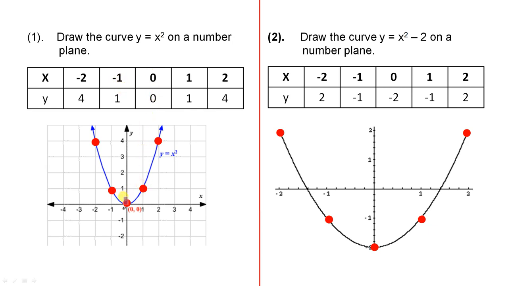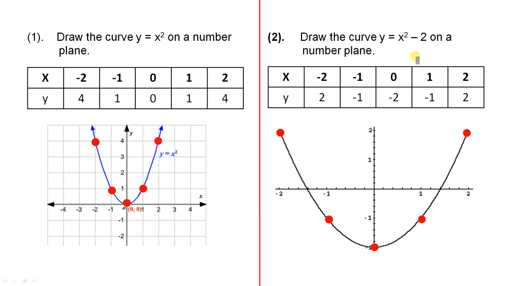And all you do is you plot those points on the number plane, as I've done here. You join them together, and that gives you the nice smooth curve known as the parabola. And the turning point here is actually at the point 0, 0 because of that. And it's symmetrical, as you would know. See that axis there? That cuts it in half.